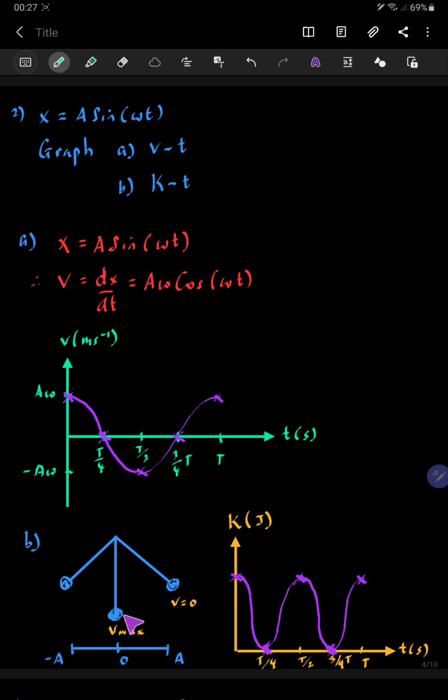Turn back to equilibrium, V is maximum, so K is maximum again. Reaching the negative amplitude, stop for a while, V equals 0, so K also equals 0. And then turn back to the equilibrium, then V becomes maximum again. Okay, so first quarter, second quarter, third quarter, and fourth quarter. So K now we just refer to the speed actually. When V is max, K is maximum. When V is 0, K equals 0. So this is the graph of K against time.